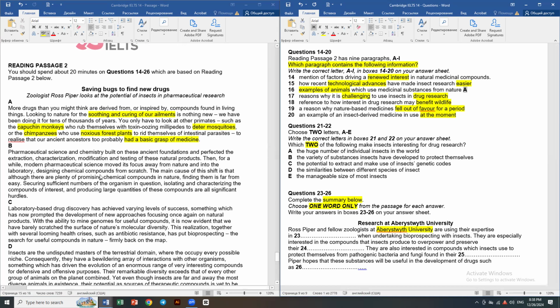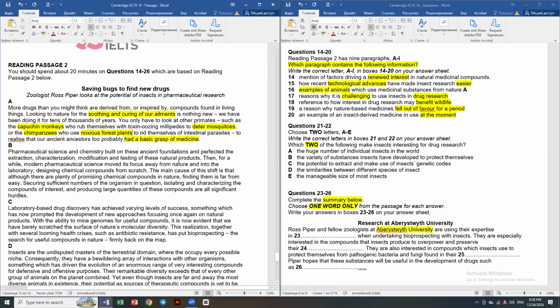Now, pharmaceutical science and chemistry built on these ancient foundations and perfected the extraction, characterization, modification, and testing of these natural products. Then, for a while, okay, there you go. You have the word. Then, for a while, modern pharmaceutical science moved its focus away from nature. So, moved its focus away from nature means fell out of favor for a period, and into a laboratory designing a chemical compound from scratch.